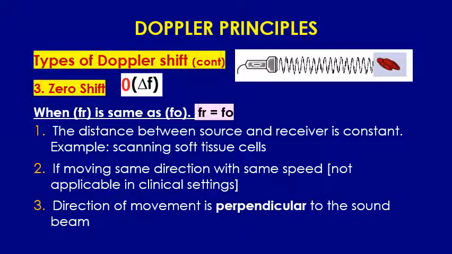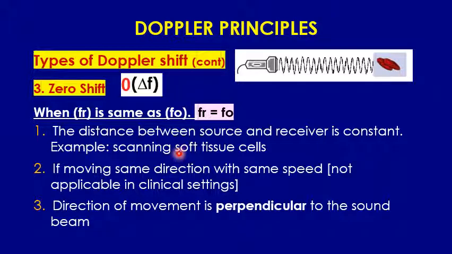The third type of Doppler shift is a zero shift. Zero shift means there is no movement at all. So the frequency received and the operating frequency are exactly the same. This happens when the distance between the source and the receiver is constant. For example, I'm scanning soft tissue. In soft tissue, we don't have movement, either of the transducer or the tissues. I get here zero Doppler shift.